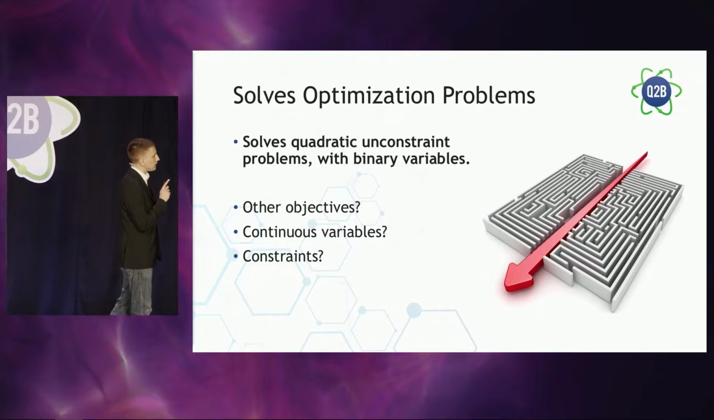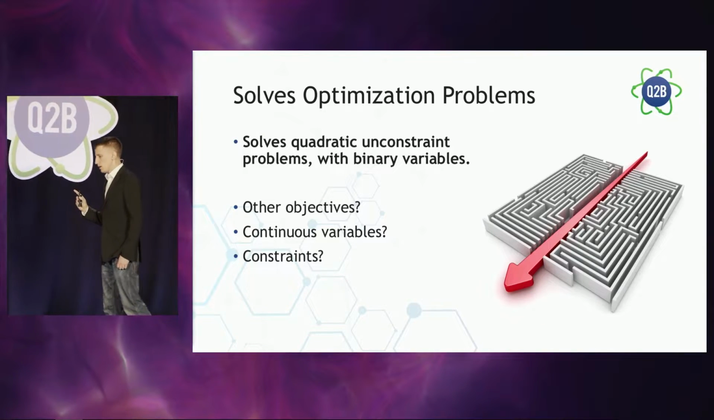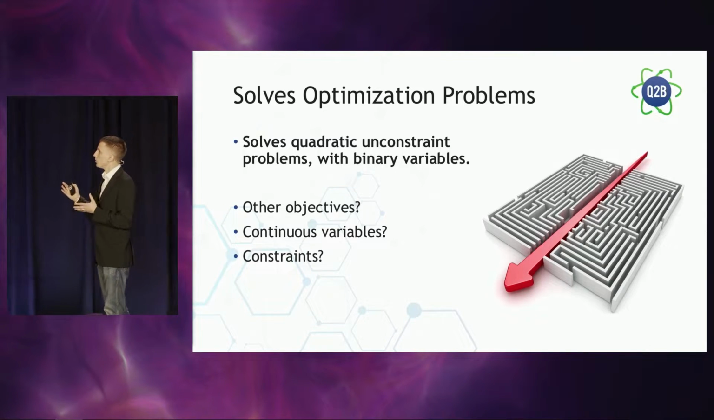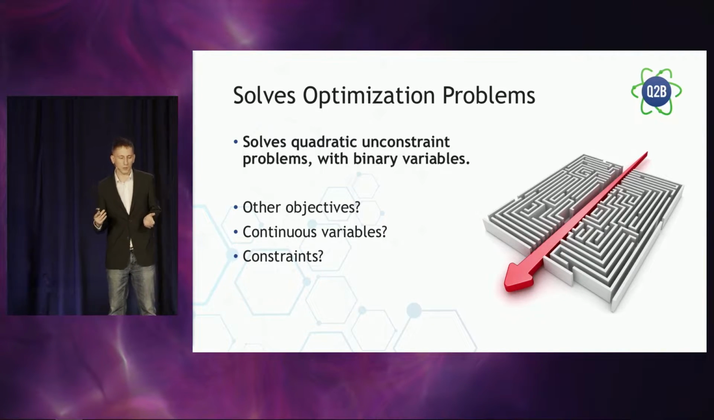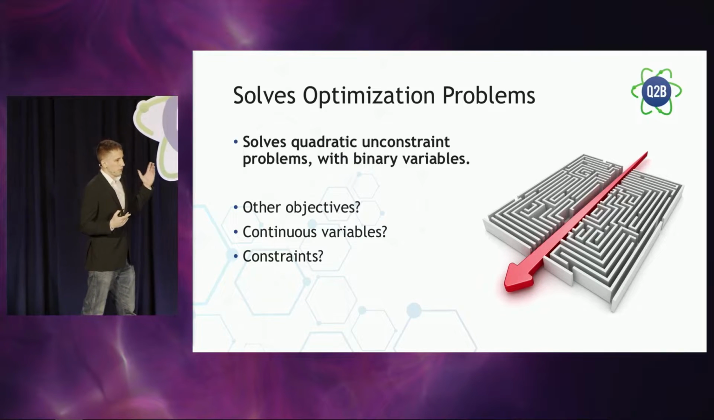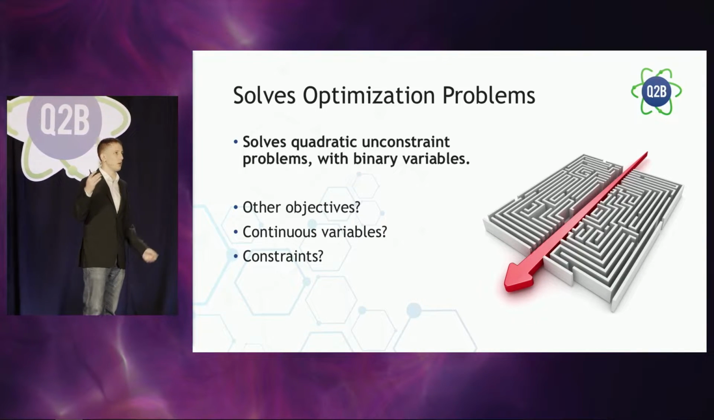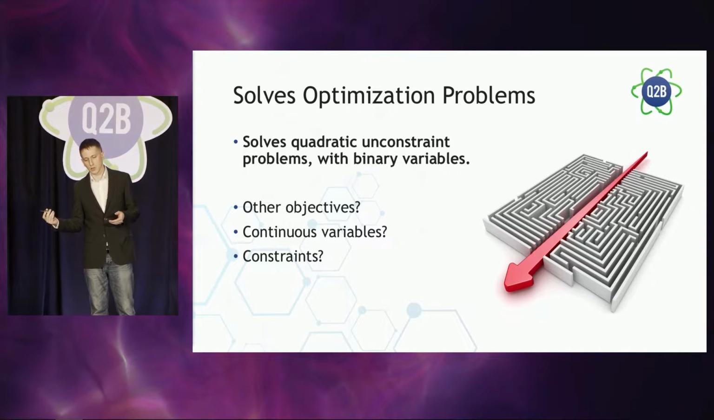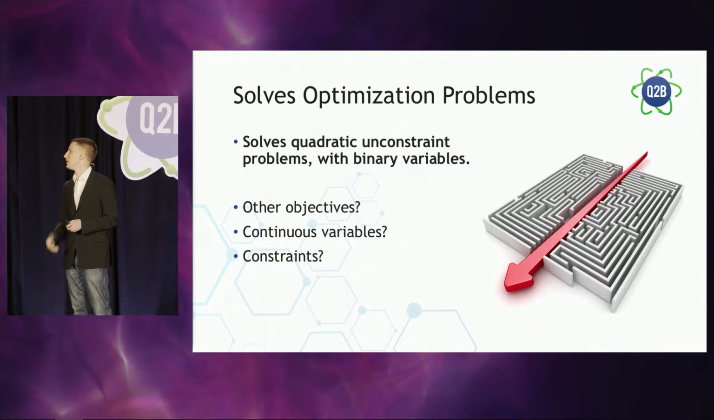QAOA solves quadratic and constrained problems with binary variables. That's what QAOA does. And the question here is, so what happens if the objective function that I want to optimize is not quadratic and constrained and doesn't have binary variables? Well, if you have an objective function that is higher than quadratic, you can always transform that to quadratic by adding ancilla variables. If you have continuous variables, well, you'll have to discretize those and represent them using binary variables.